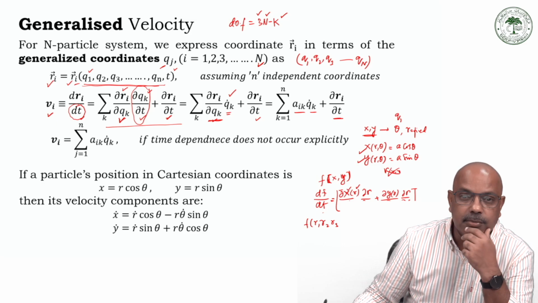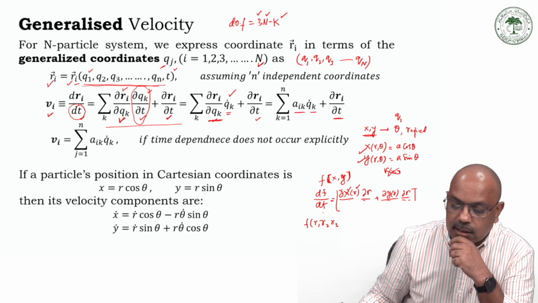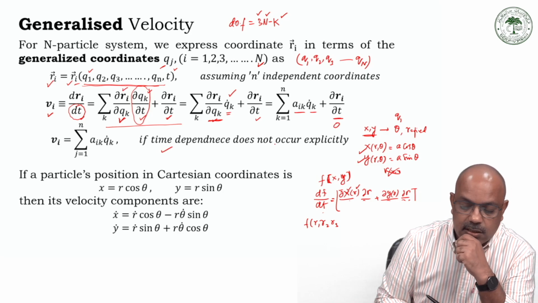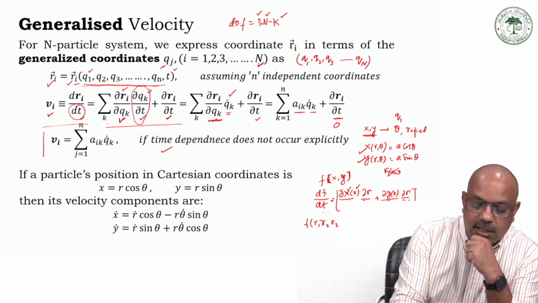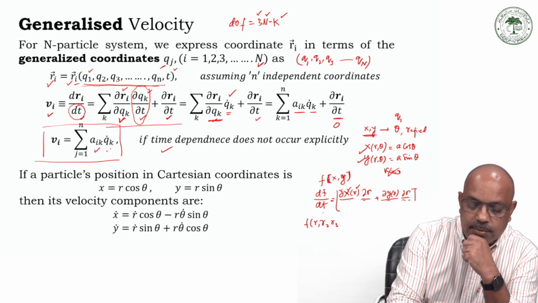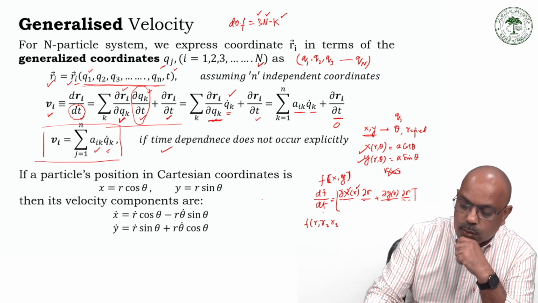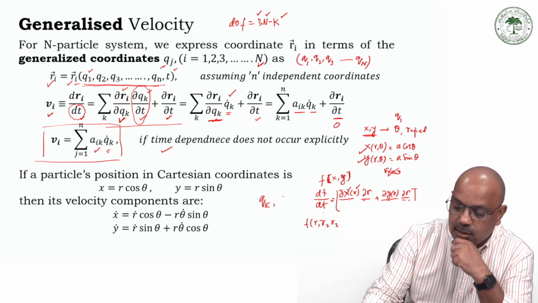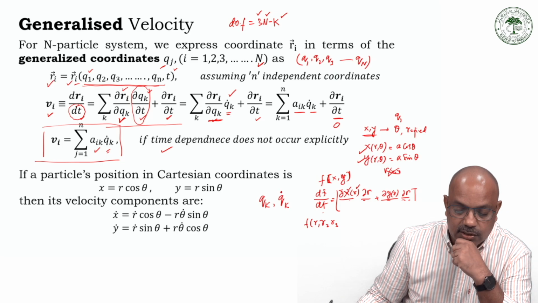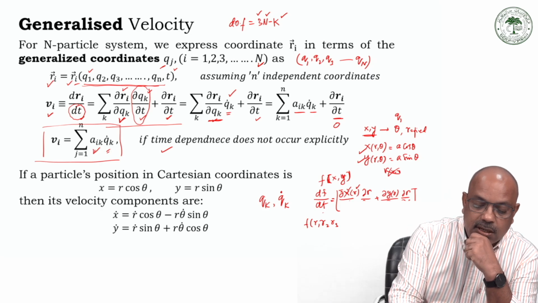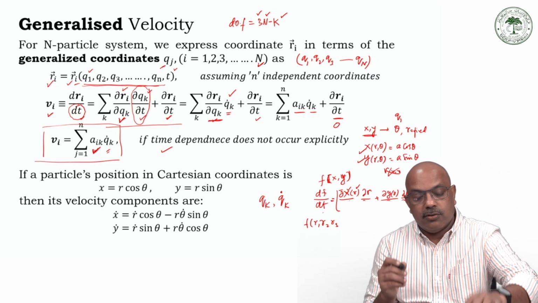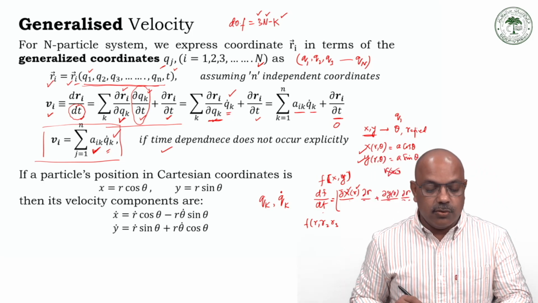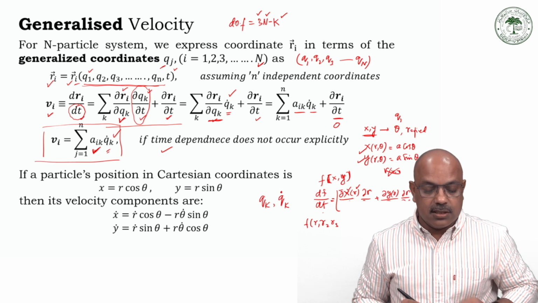Time is going to be some simple equation. So if time dependency doesn't occur explicitly, this is going to be 0. So what we have is vi is aik times q̇k, because qk is my generalized coordinate and q̇k is my generalized velocity. Okay, and this is going to be the matrix. So if I do the matrix calculation, I can get this q̇k from this vi.